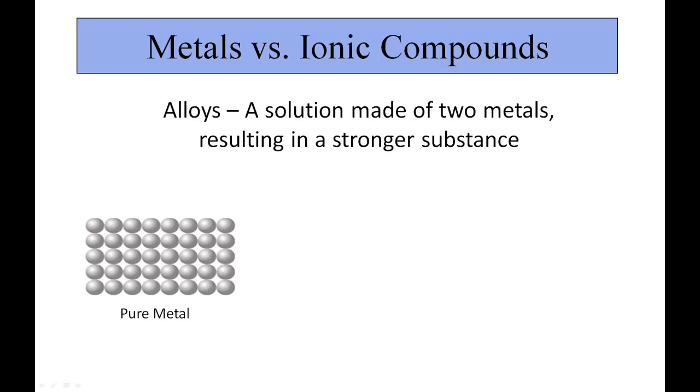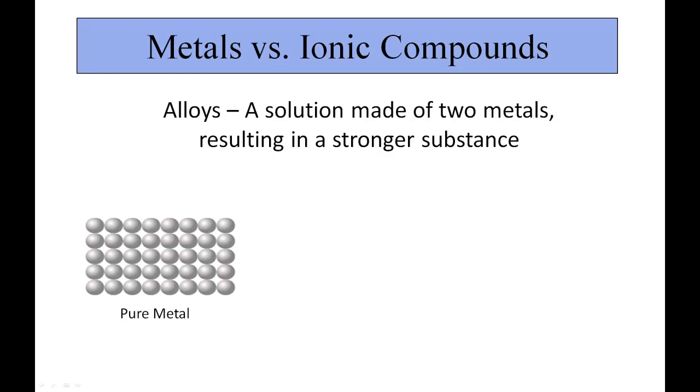Remember that metals are malleable and ductile, meaning they can be bent around and drawn into thin wires. Well, in order for a metal to be strong, we don't want it to be a pure metal because they're malleable and able to be bent. In order to combat this, we make something called an alloy. This is a solution made up of 2 metals, resulting in a stronger substance. In order to make an alloy, chemists will melt down both metals and mix them in a certain ratio, and then let them harden or freeze back into the solid metal.